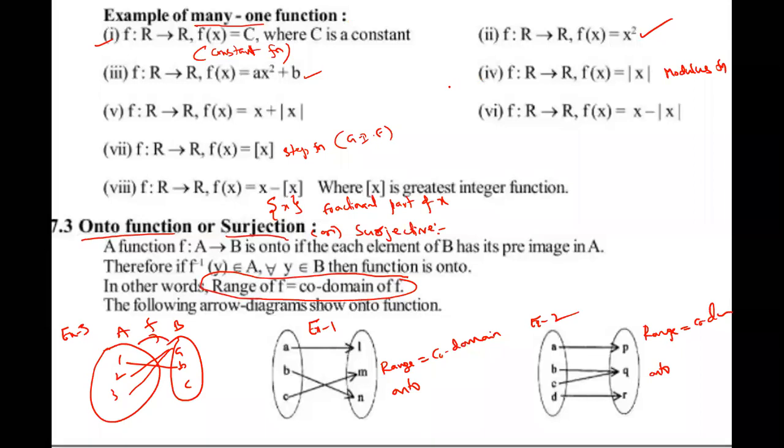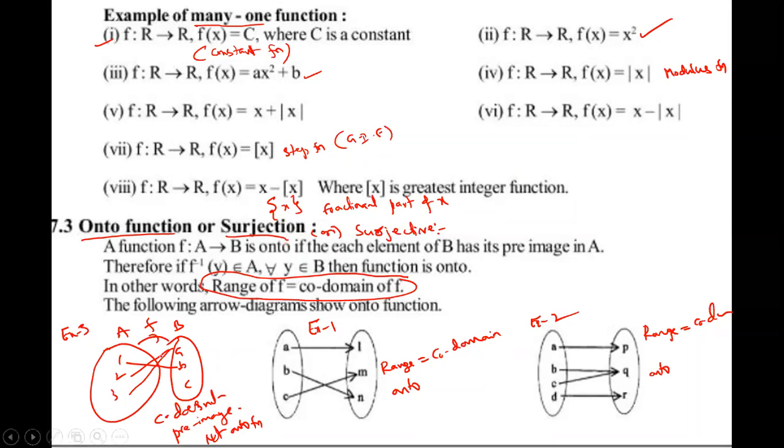Anyone? It is not an onto function. Why? Because see, 2 and 3. In the codomain, C doesn't have any preimage. Simple. C doesn't have any preimage. That's all. Different images, no problem, but C doesn't have any preimage. That's why it is not an onto function.